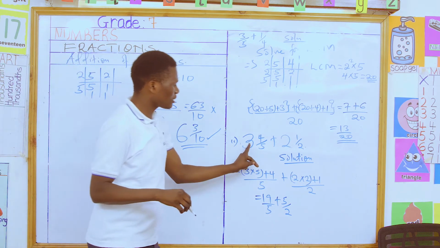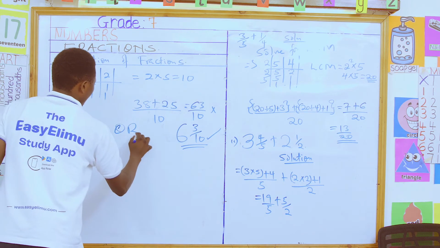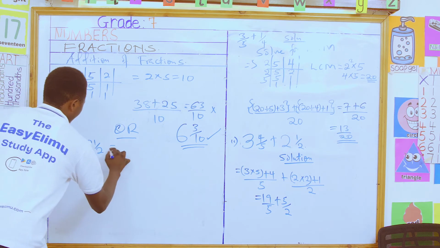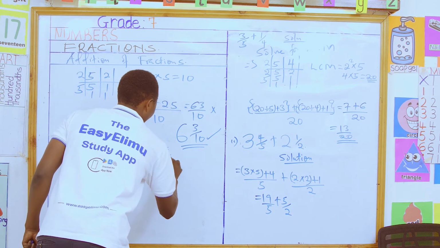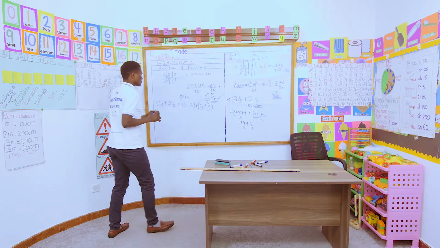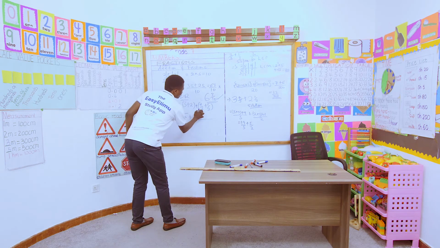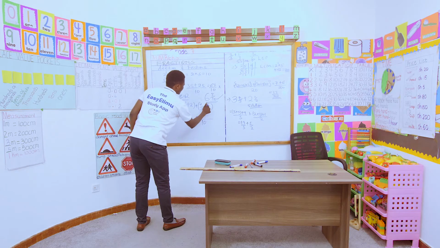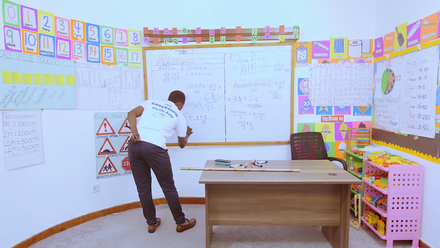Method 2, whereby we add the whole number separately and add the fractional part separately. So we can say 3 and 4 over 5 plus 2 and a half is equal to 3 plus 2, bracket, plus 4 over 5 plus a half. So in the first bracket we shall get 5 whole plus the LCM of 2 and 5, which is 10. So 5 into 10, 2 times 4, that is 8, plus 2 into 10, 5 times 1, that is 5. So we are getting 5 whole add 13 over 10.